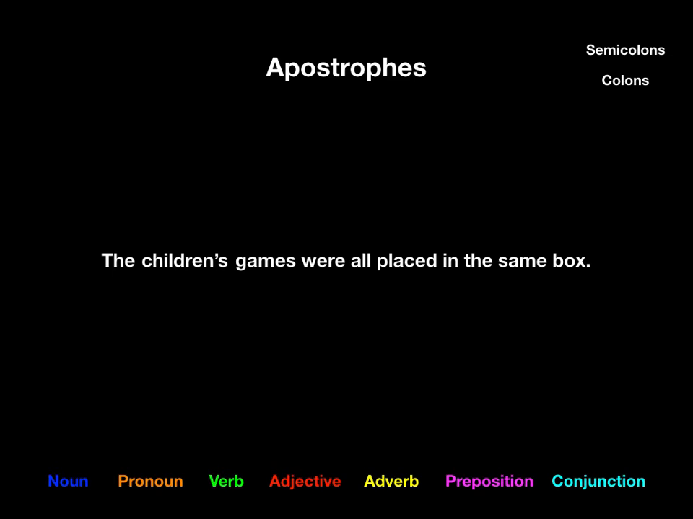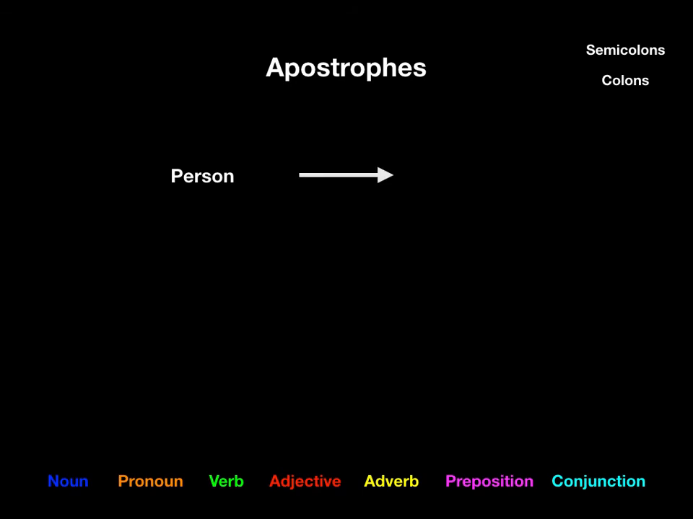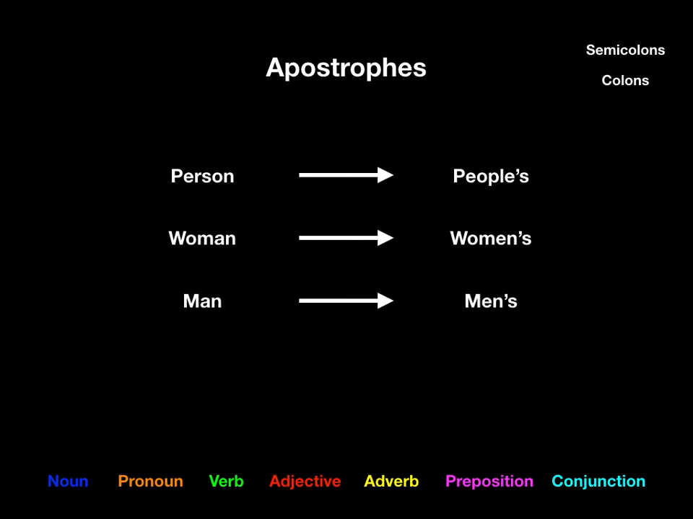There are a number of words that take a different plural form. For instance, person becomes people. If we wanted to show possession, we would show apostrophe S for the plural version of people. Similarly, woman becomes women, and the possessive form of women would be apostrophe S. Man becomes men, and apostrophe S would denote possession, and a deer would become deer, and apostrophe S.